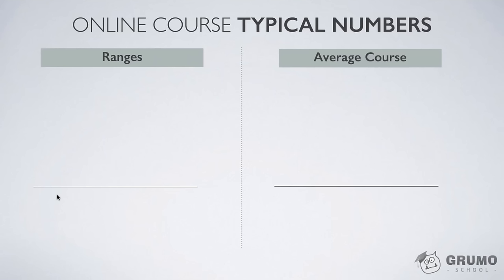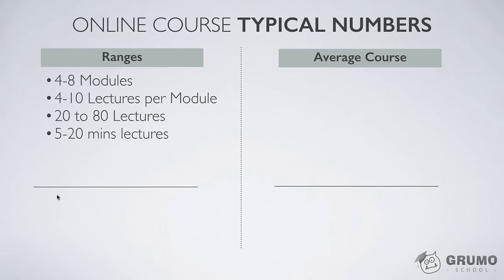So when you're creating your outline, typically it's going to have from 4 to 8 modules, 4 to 10 lectures per module, 20 to 80 lectures, 5 to 20 minutes per lecture, 4 to 8 hours of work per hour of video. Okay, this is very important, my friends. If your course is an hour long, it doesn't mean it's going to take you an hour to make. It's going to be probably 4, 8, 10 times more work in order to get that hour of video, right? And we'll go exactly into what I'm talking about later on in the presentation.